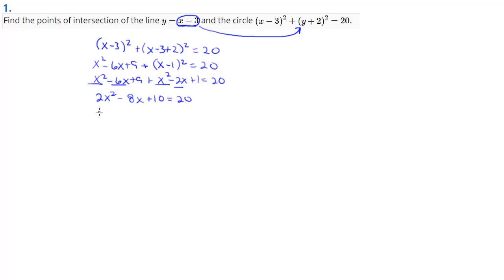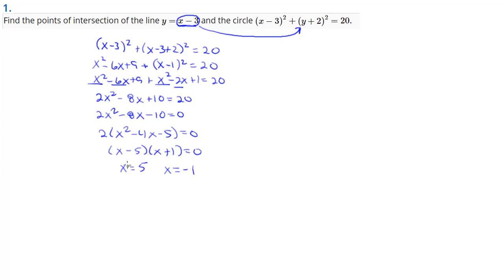It's a quadratic, so I need to make it equal to 0. So it's going to be 2x squared minus 8x minus 10 equals 0. I notice immediately that they all divide by 2, so I factor out the 2, giving me x squared minus 4x minus 5. This is going to be very easily factorable. It's going to be (x minus 5) times (x plus 1). And then that means my x is going to have to equal 5, or my x is going to have to equal negative 1.